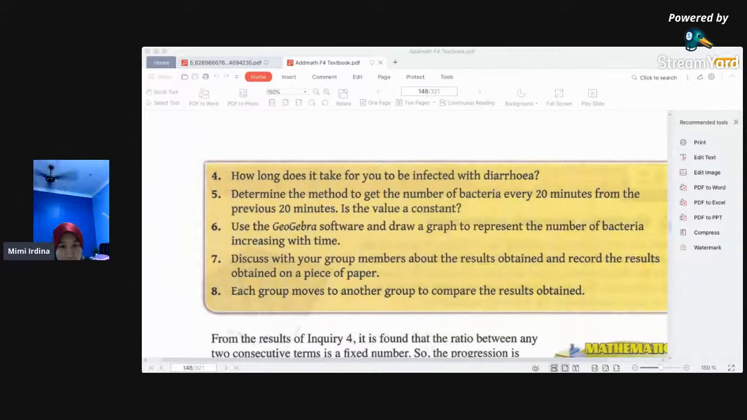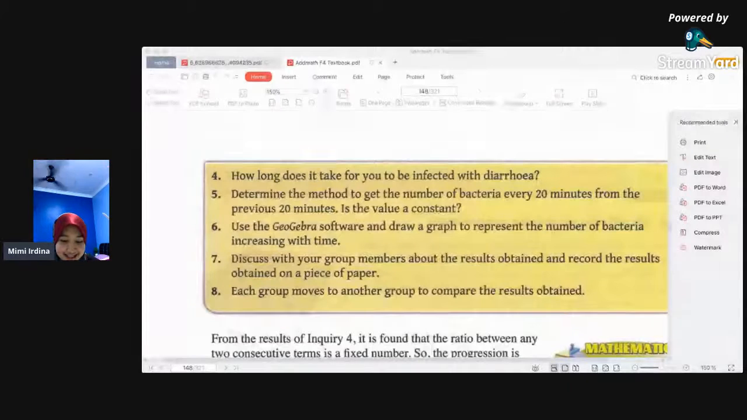Okay, next, number 5. Determine the method to get the number of bacteria every 20 minutes from the previous 20 minutes. Is the value a constant? The method that we are using in inquiry 4 is geometric progression. And the value is a constant because the bacteria reproduce by doubling at the same rate.